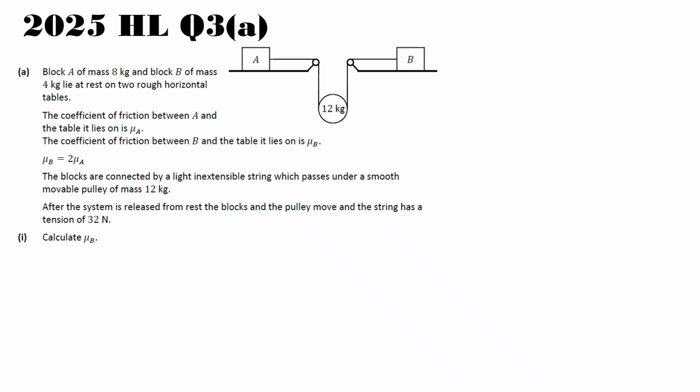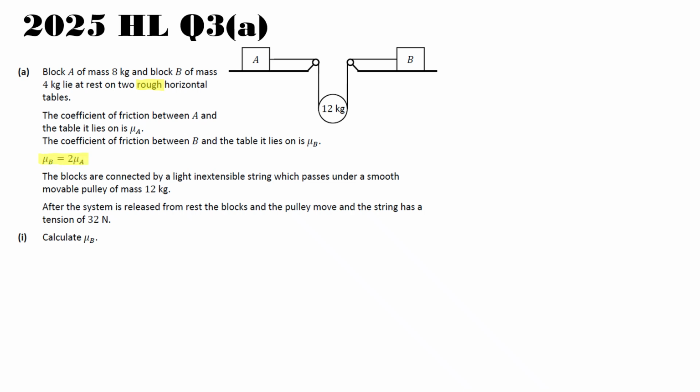So a block A of mass 8 kg and a block B of mass 4 kg lie at rest on two rough horizontal tables. That rough is important. It's telling us that we are going to have friction involved. The coefficient of friction between A and the table it lies on is mu A. The coefficient of friction between B and the table it lies on is mu B. So mu B is equal to 2 mu A.